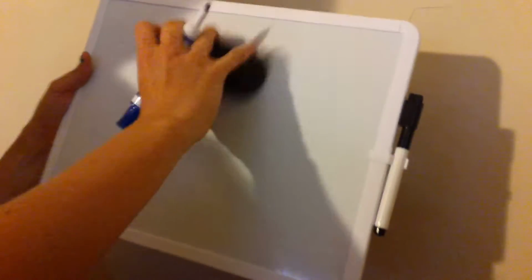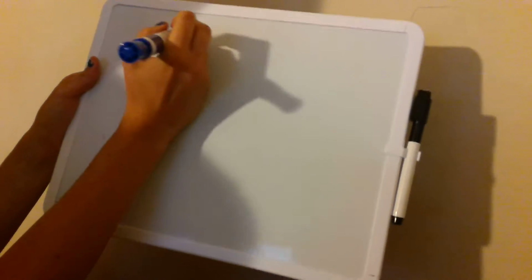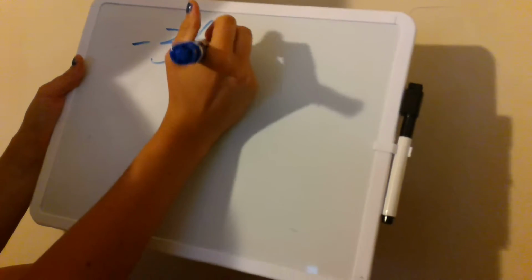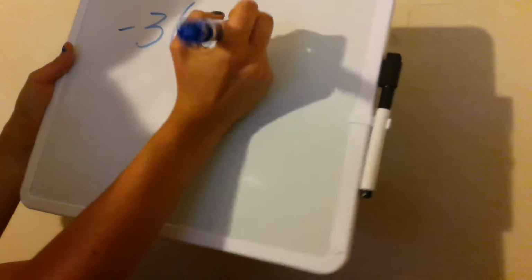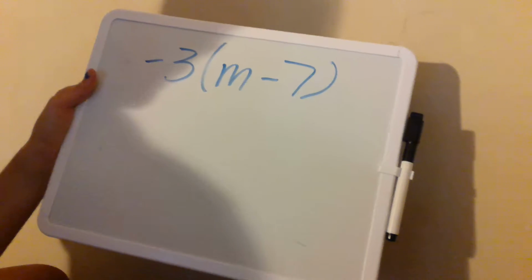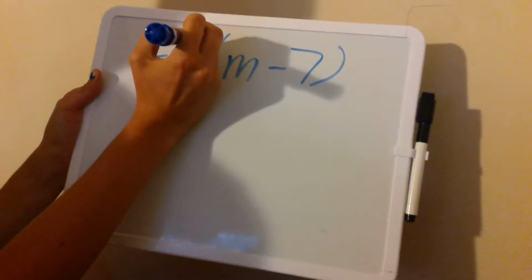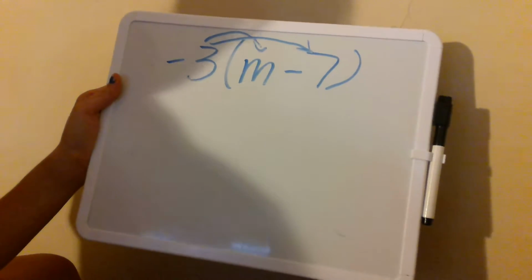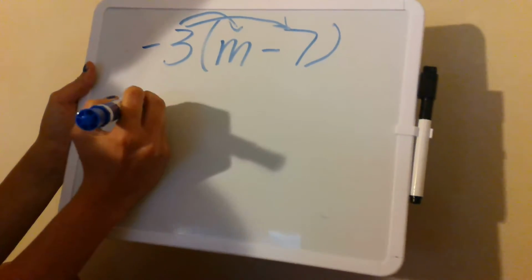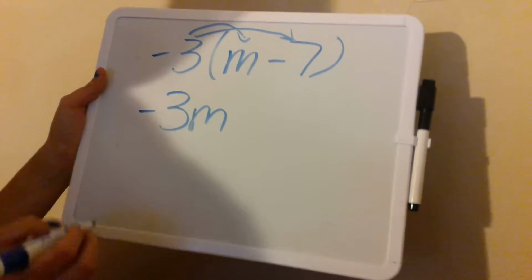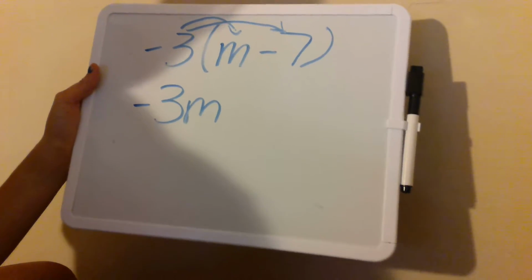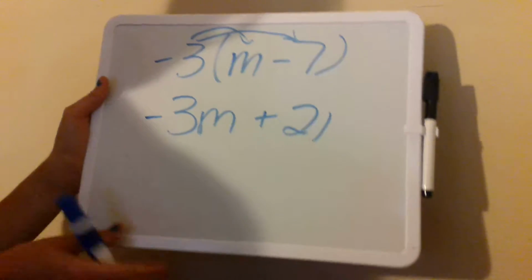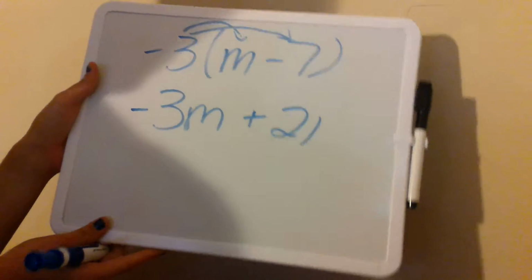Okay, like I said, you might also see some with negative numbers within there. So let's say we have negative 3 outside parentheses of m minus 7. So using the distributive property, we're going to know that we take negative 3 times m and negative 3 times our negative 7. Negative 3 times m is going to give us negative 3m. Negative 3 times negative 7 is going to give us a positive 21. And we know that this is simplified all the way because there are no more like terms.